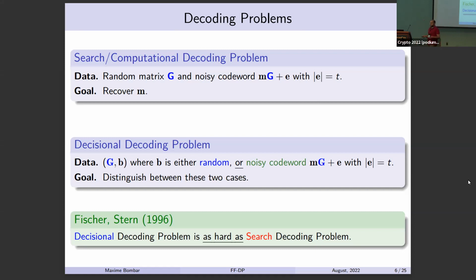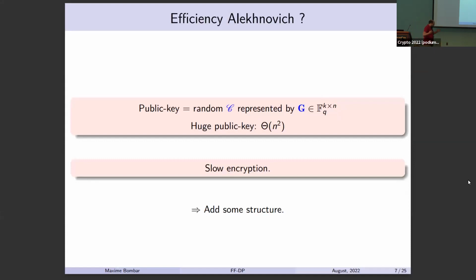So the second problem might seem to be slightly easier than the first one. But in fact, there is a result from Fischer and Stern in 1996 that proves that basically these two problems are equivalent. What that means is that the cryptosystem's security truly relies on the hardness of the computational version of the decoding problem, which is a problem that is well understood and studied for now 60 years, more than 60. So, okay, so far so good.